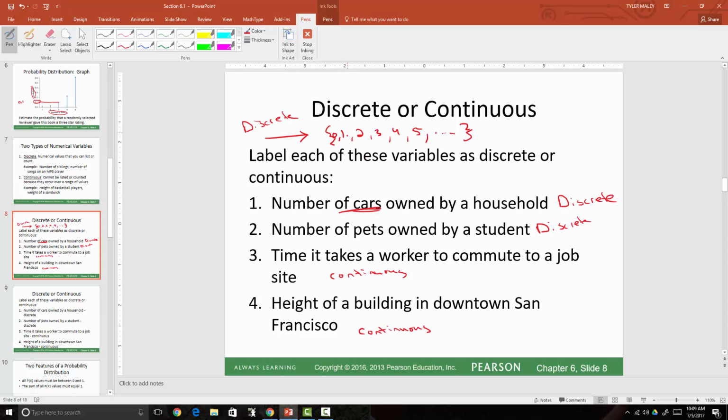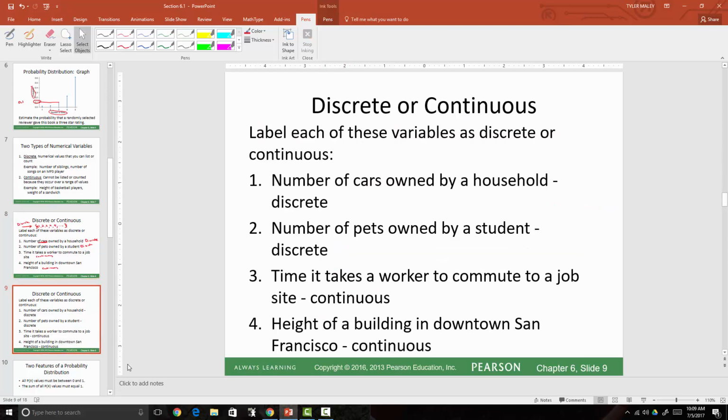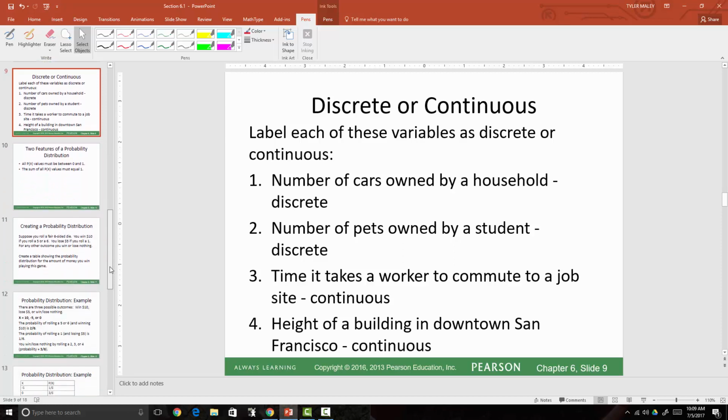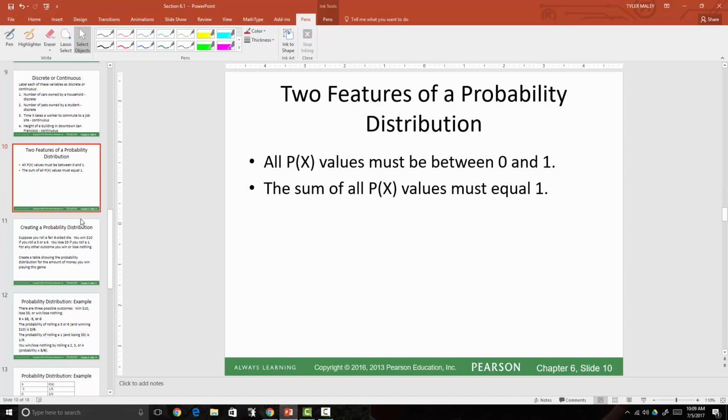And if my options are in between these values, then that would have to be continuous, right? So on the next slide, I have those solutions just typed up for you. So we have 2 features of a probability distribution. These are items that we've talked about before, but make sense, right?